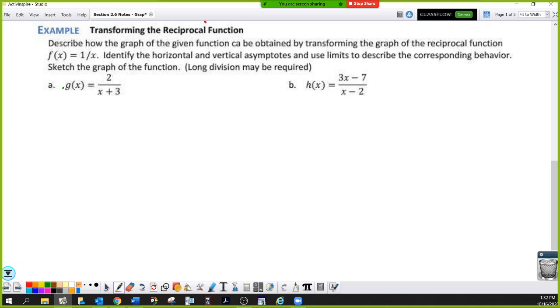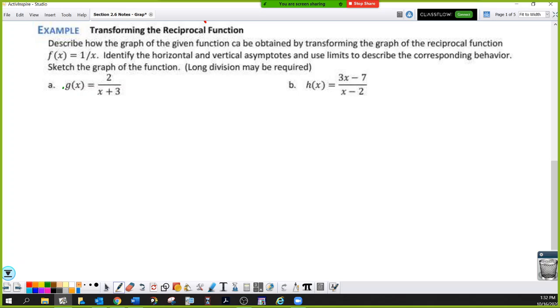Cool. What are we going to do after that? Identify horizontal and vertical asymptotes, use limits to describe the behavior, sketch the graph. I'm going to skip over the using the limits to describe the behavior stuff. Instead, we're just going to go directly to sketching the graph, if you're okay with it. We all right with that? So we're going to describe the transformations. Well, the top of the fraction is supposed to be a 1. Right now, it's a 2. So what kind of transformation is that?